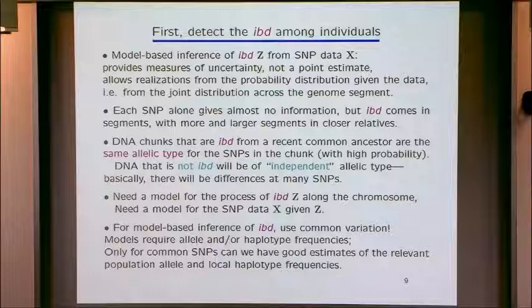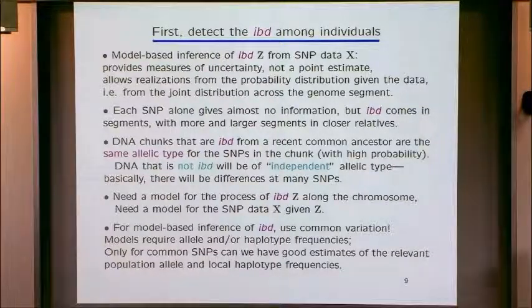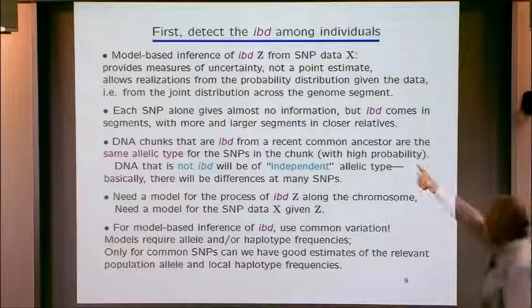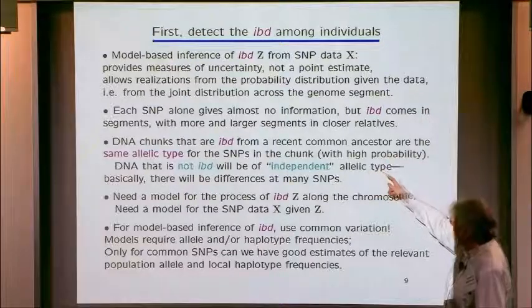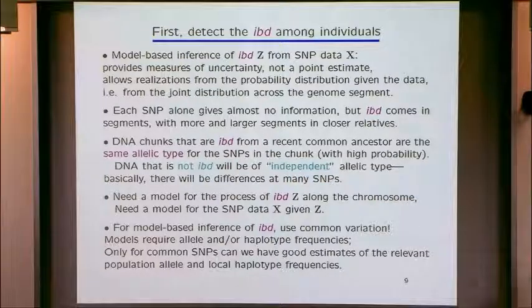I want multiple imputations jointly across the genome or chromosome or genome segment, whatever you like. And of course, we want to combine the information from SNPs across the genome. Each SNP alone gives almost no information about identity by descent, but because it comes in larger segments, segments of millions of base pairs, in a pair of chromosomes at least, we can detect them with a very simple model: if they're identical by descent, they should be of the same allelic type, and if they're not identical by descent, they're, quote, independent allelic types.